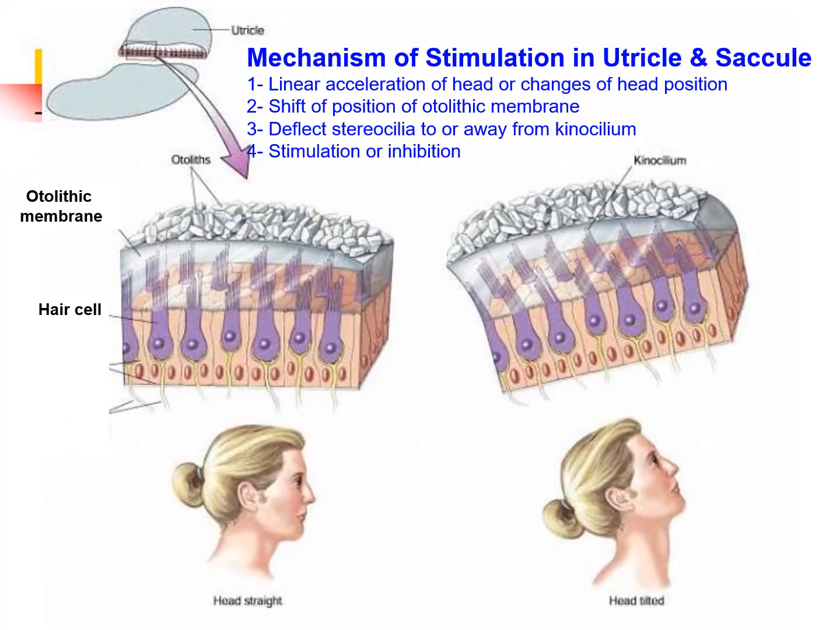The same happens with the utricle and saccule, in which here's the head tilt and here's the head straight. If the head is straight, the stereocilia will move away from the kinocilium, and if the head is tilted, then the stereocilia will move towards the kinocilium, causing the stimulation of the macula in the utricle and saccule.